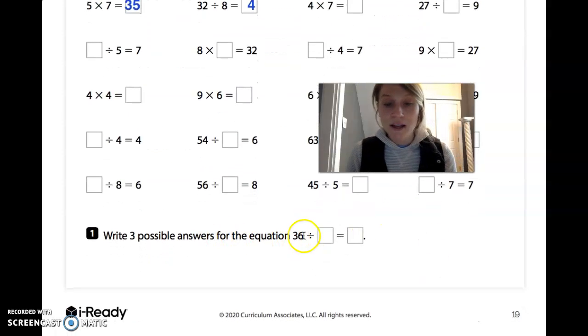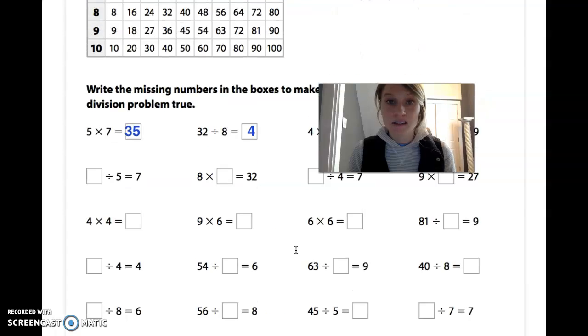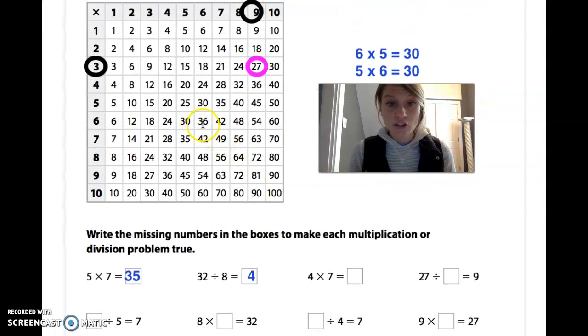And this one's kind of fun. What are 3 possible answers for the equation 36 divided by what equals what? So they're basically asking you, what problems get you to 36? If I look at my multiplication chart, here's 36. 6 times 6, or 36 divided by 6. What's another way to get 36? Do you see any other 36s anywhere? Right here. 36 divided by what equals what?